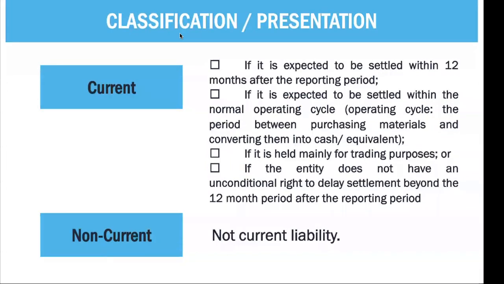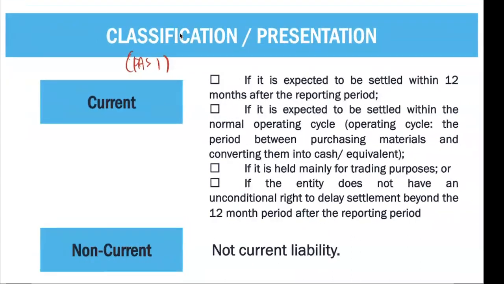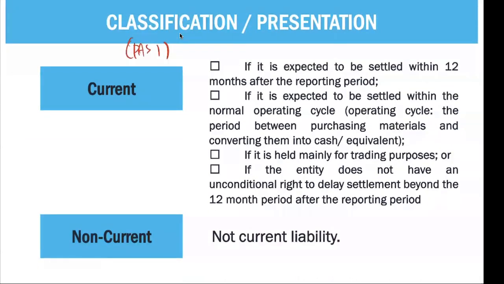Next, our classification or presentation of a liability. Under PAS 1, it provides for the classification or presentation of a liability. Normally, just like your assets, it can be classified as either current or non-current. Your liability can also be classified as either current or non-current. The question is, when can we classify a liability as current and when as non-current?